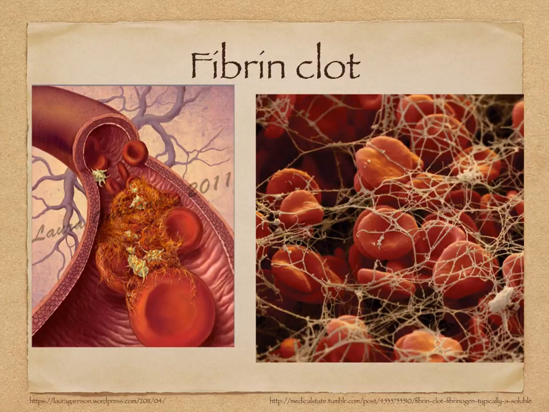And then fibrin forms a net over the damaged area. So the red blood cells and platelets are caught in this fibrin mesh. Contractile proteins in the platelets contract, making the clot tighter.